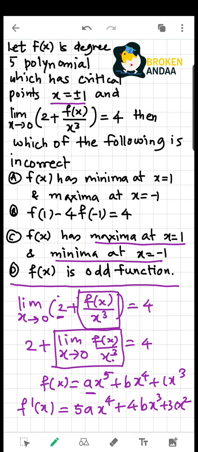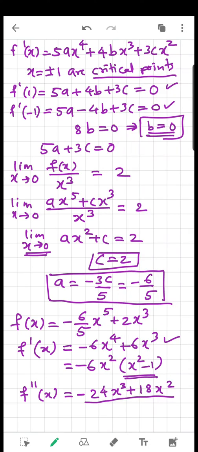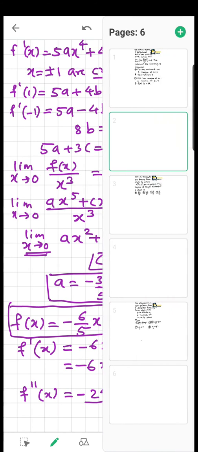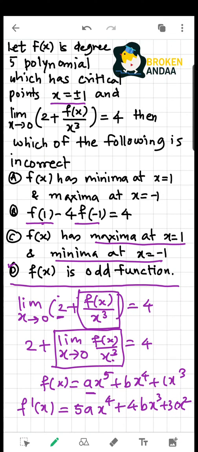Now if you have the common sense, you will understand that the answer was going to be either A or C, but still let's check the other options also. We want to find the value of f of 1 and f of minus 1, and check whether option B is correct. Options C and D are already settled. If you see f of x, it has only the x to the power 5 and x cube terms, so the function is odd. As the function is odd, option D is correct, option C is also correct. Option B, we have to check.